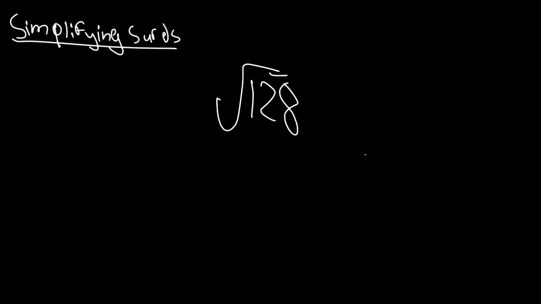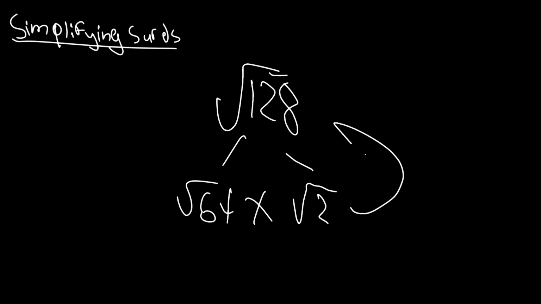So let's say we have root 128. Step 1, split the surd into 2. Step 2, one of the numbers has to be a surd. So let's say we have root 2. And then add your root square number. So let's say root 64. And then make sure they multiply together to give you that surd. So root 64 times root 2 does give me root 128.